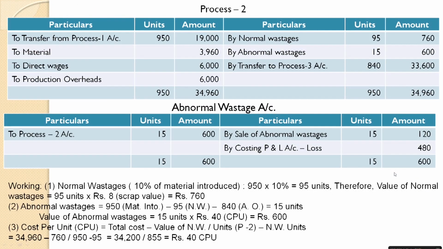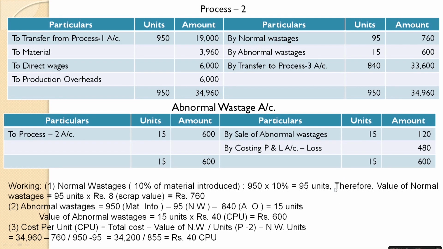Now see in the answer, in the process 2 account, first we calculate the normal wastage. See working number 1. Normal wastage in this particular process is 10% of the material introduced. As I clearly mentioned in the beginning, the normal wastage is always charged on the material introduced of the respective process. How many units are introduced in this process? That is 950. So 950 units multiplied by 10% comes to 95 units. Therefore 95 units is the normal wastage. Now see in the process 2 account, on the credit side, by normal wastage, in the units column it is written 95. So 95 is the normal wastage units.